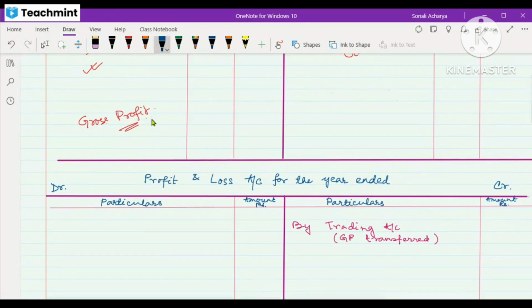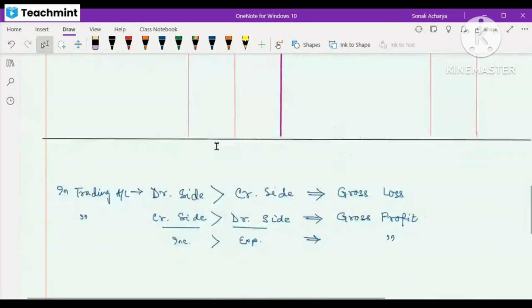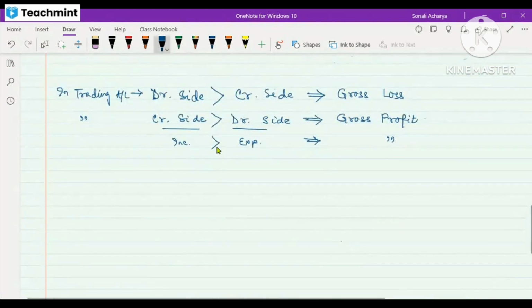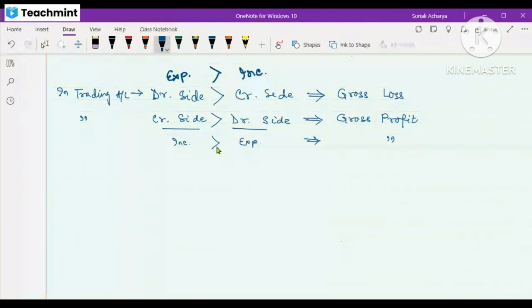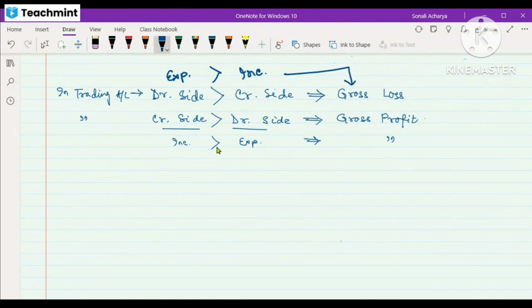So when we get gross profit, you see in trading account, if the debit side total is greater than the credit side, it is gross loss. It's a simple logic. Expenses are greater than whatever income is done. Then that is the case of loss. If the reverse is true, that means income is greater than expenses, then it will be a profit. Then there will be some amount of profit made. Okay.